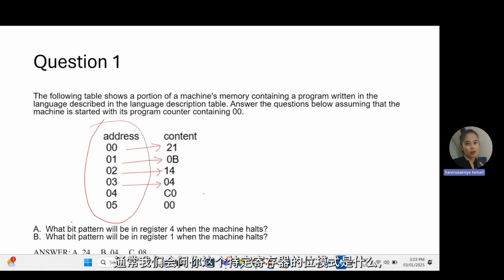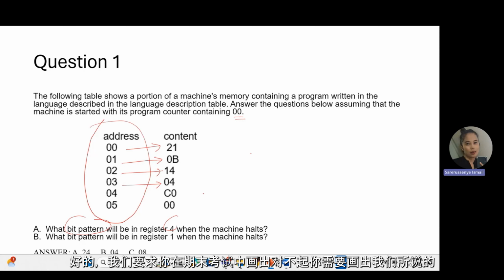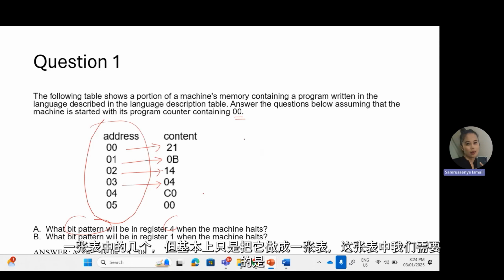Normally we're going to ask you what will be the bit pattern for that particular register. So once you receive this question, we understand we're going to start with the 00 address. What we require in your final exam is that you need to draw a table, but basically just make it one table in here.